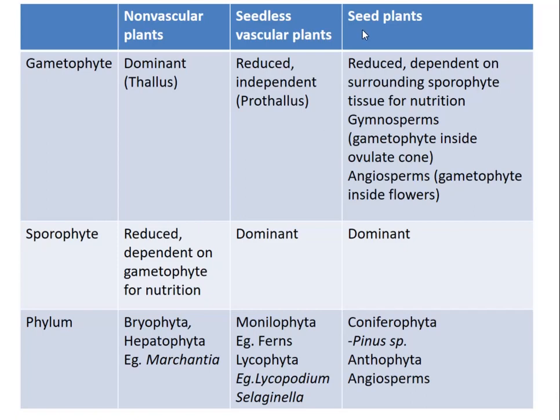And for seed plants, also the dominant stage of the life cycle is the sporophyte, right? So you can see that the gametophyte is reduced and depending on the sporophyte. For gymnosperms, the gametophyte is found inside the cone, whereas for angiosperms, the gametophyte is found inside the flower.